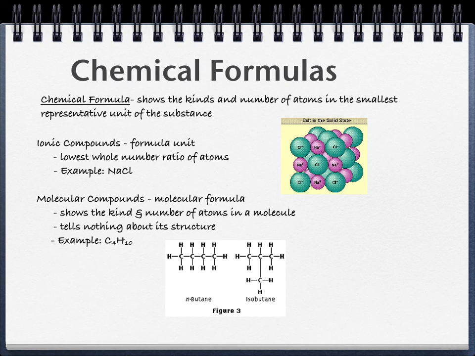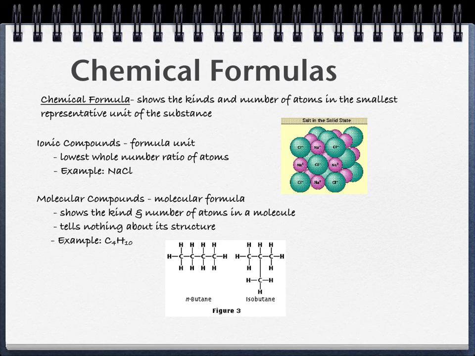Chemical formulas. When I look at a chemical formula, it shows us the kinds and number of atoms in the smallest representative unit of the substance. And depending on the type of substance I'm dealing with, that's going to define my representative unit. For example, ionic compounds. The representative unit for an ionic compound is referred to as a formula unit. And that tells us the lowest whole number ratio of atoms.